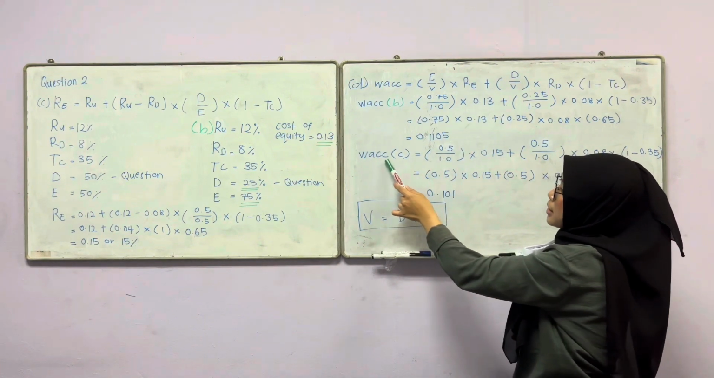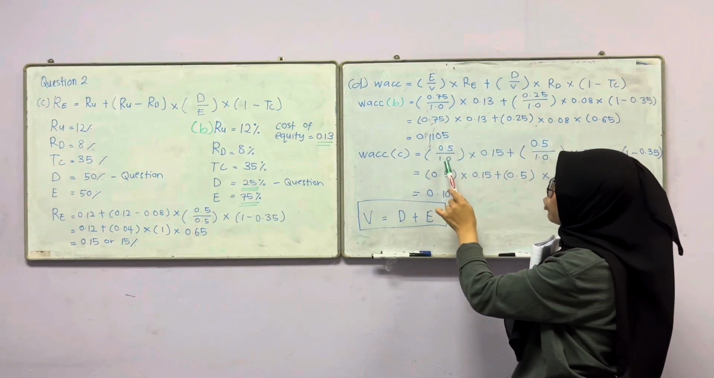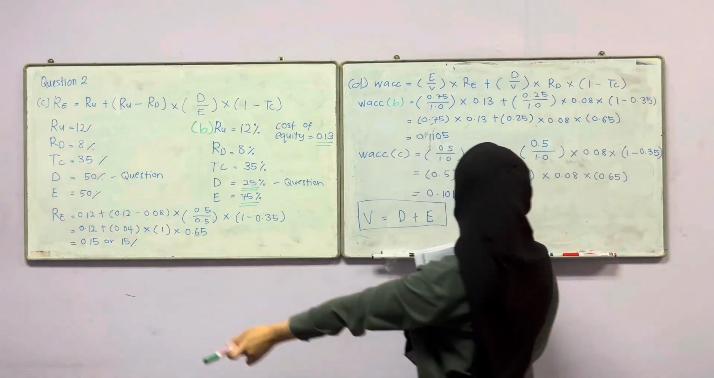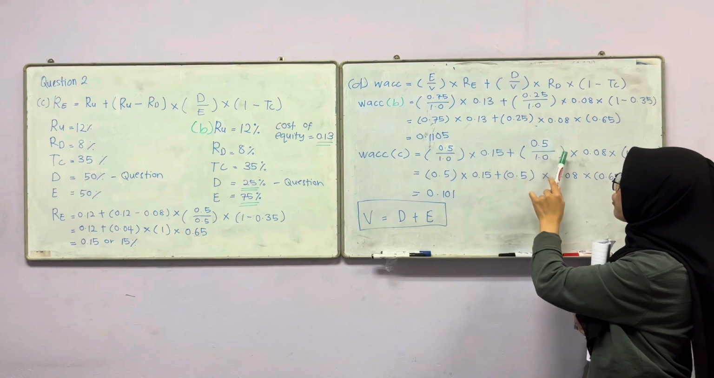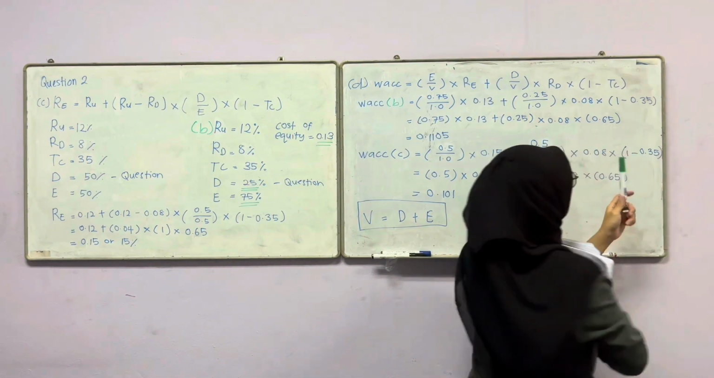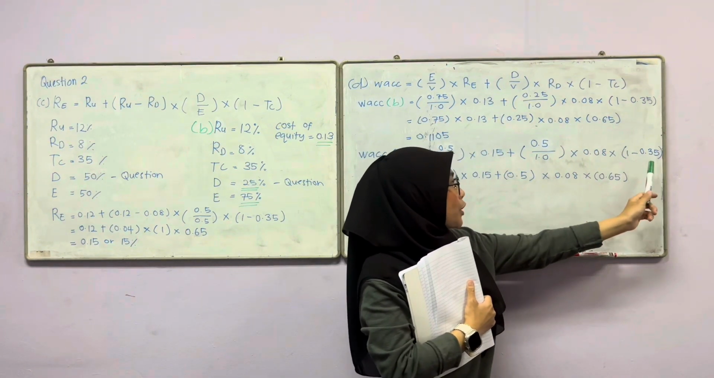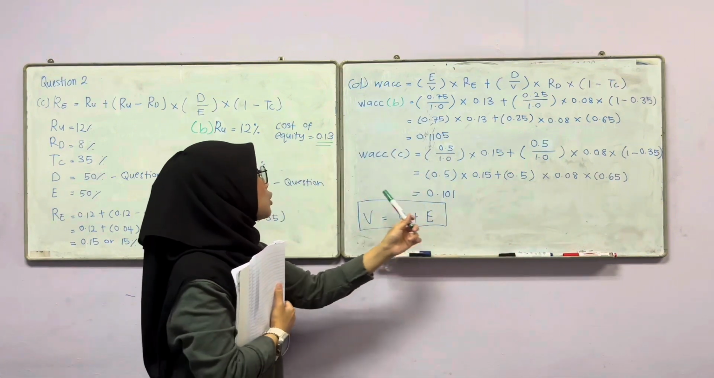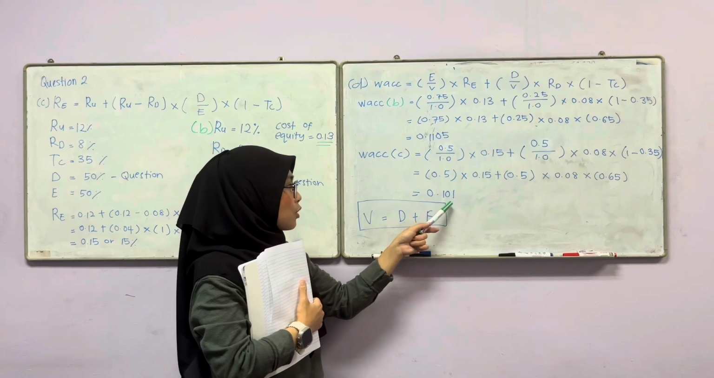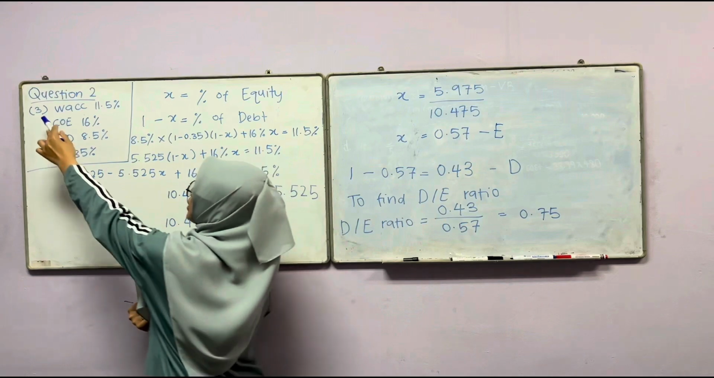Next, WACC for question c is 0.5 divided by 1.0 times 0.15, the answer, plus 0.5 divided by 1.0 times 0.08 times 1 minus 0.35. So the final answer for the WACC of question c is 0.101. Next, continue to question 3.